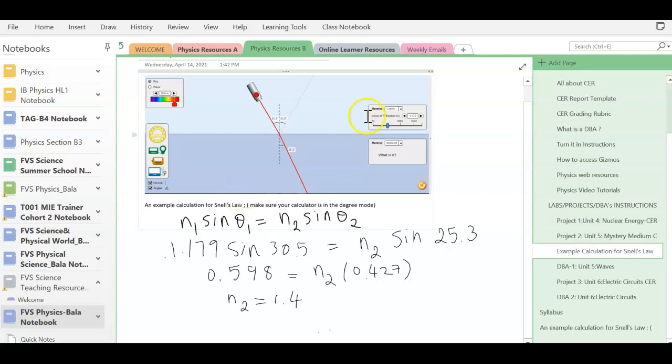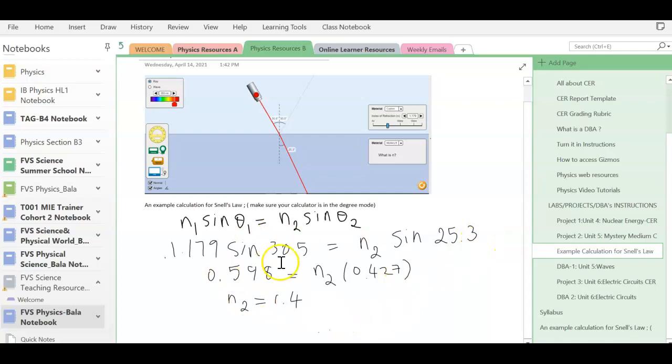But in this example, the refractive index of the first medium is custom made, and it reads here, you can see it is 1.179. So that's what I'm going to put here. Whatever your n1 value is, as shown in the simulation, that's what you're going to put here. So 1.179 sin 30.5 equals n2 sin 25.3.